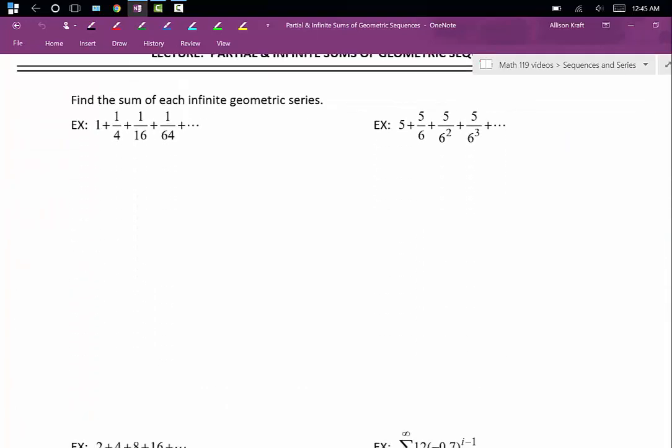So let's find the sum of each infinite geometric series if possible. You want to start by finding r and determine if the infinite sum even exists. If it does, great, we'll plug it into our formula. So let's find the common ratio for our first sequence, 1 plus 1/4 plus 1/16 plus 1/64. We find our common ratio by taking our second term and dividing it by our first term. We get a common ratio of 1/4. Since this is in between -1 and +1, this tells me that my sum exists.